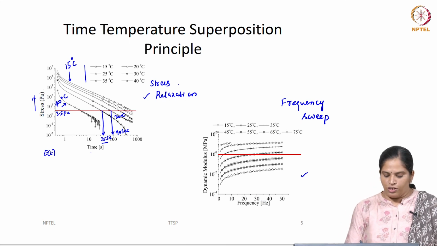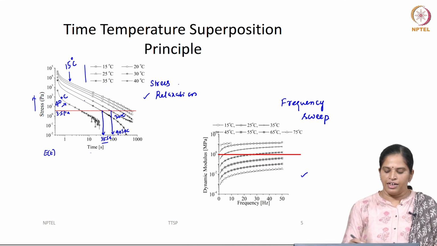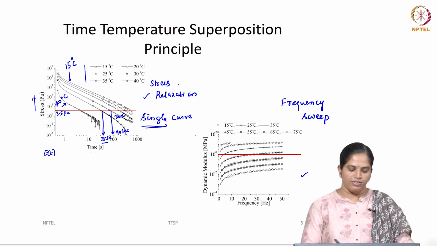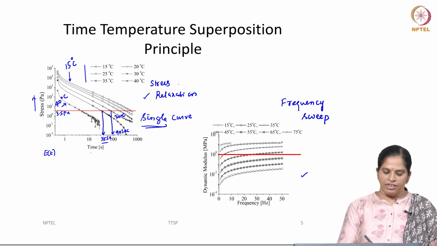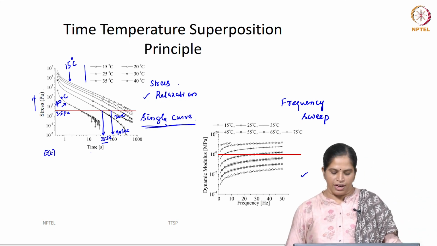So, now we are going to use this and shift all the temperature data into a single curve. Find the equivalency between time and temperature and shift all the different curves here into a single curve, and that single curve is what we call a master curve.